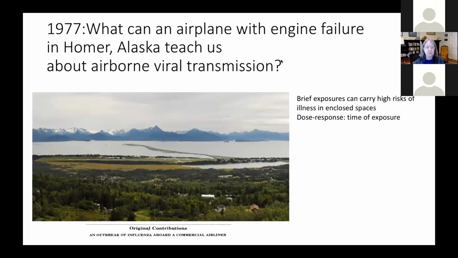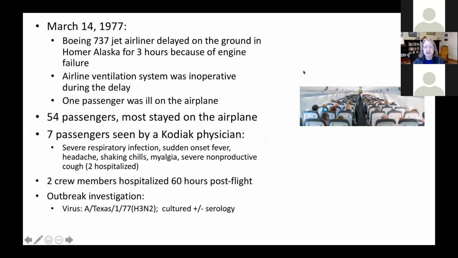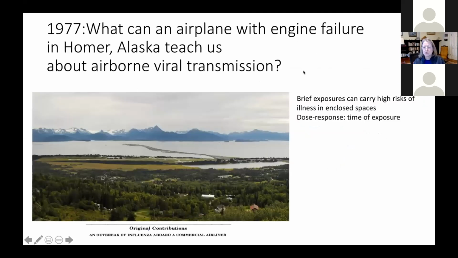Next. So 1977, fast forward. What about Homer, Alaska? Some of you have probably been stuck on the runway with an airplane that didn't work. Okay, this is what we learned from that. We learned that brief exposures can give a high risk of illness in an enclosed space, and that there's a dose response.